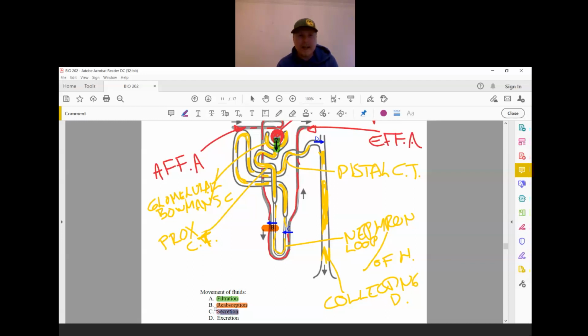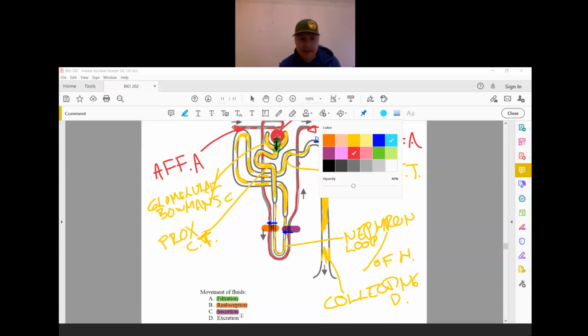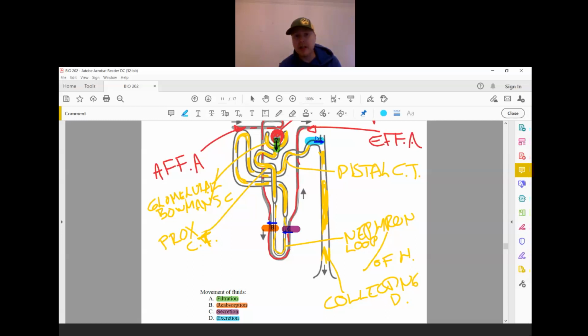Next one that we're going to have a look at is secretion. In secretion, we have material moving back from the blood, from the capillary, to the nephron, in particular to the nephron loop, beginning of the distal convoluted tubule. And the final stage of the movements is excretion, which is all the material put out from the nephron to the collecting duct.